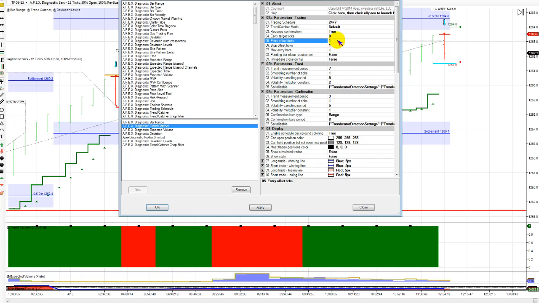And basically put your entry offset to 1, your stop offset to 1, your max entry bars to 1. So all three of those are in 1, okay? Put your period to 7. Smoothing is 1, 5, 2, okay? Confirmation is false. And then turn your sim and your stats to false.